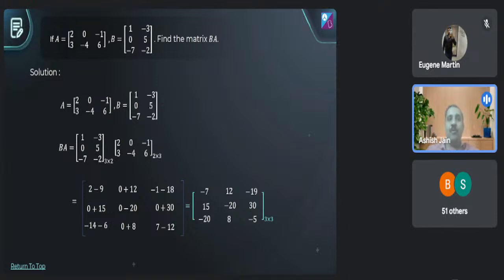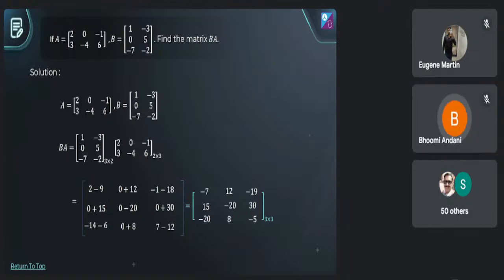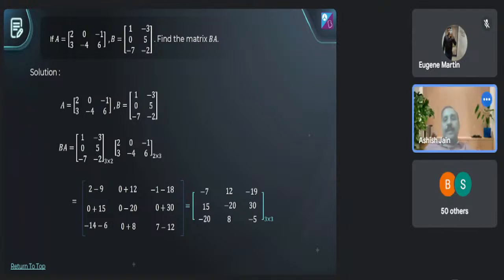The dimension of the new matrix B into A is equal to, कैसे निकालोगे? Number of rows of matrix B and number of columns of matrix A, which is 3 and 3. So it will be a 3 cross 3 matrix, a square matrix. ये समझ में आया आपको? Yes, sir. All right. अब हम find out करते हैं. 3 into 3 है, so I have total 9 values.